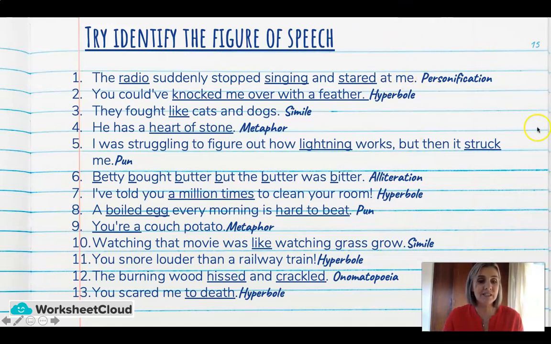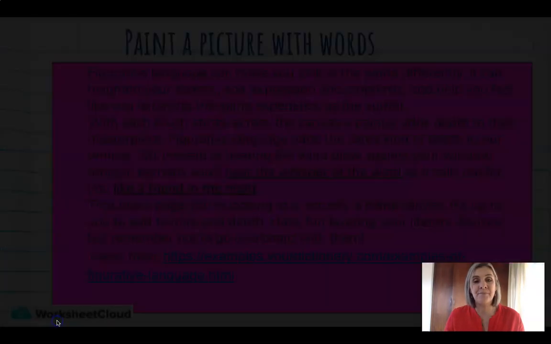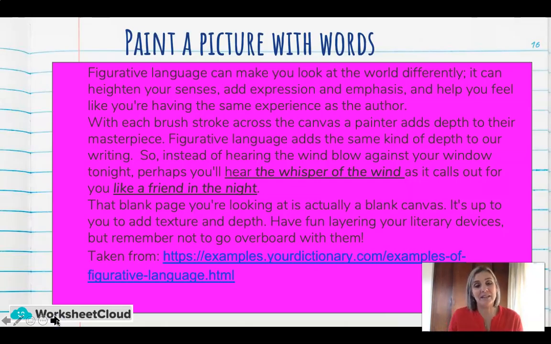So some lovely ideas to use in your writing. And I love this. I found this, as you can see, taken from that website, How to Paint a Picture with Words. Figurative language can make you look at the world differently. It can heighten your senses, add expression and emphasis, and help you feel like you're having the same experience as the author, the person writing. With each brush stroke across the canvas, a painter adds depth to their masterpiece. Figurative language adds the same kind of depth to our writing.